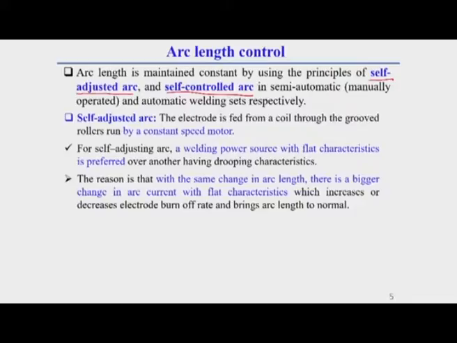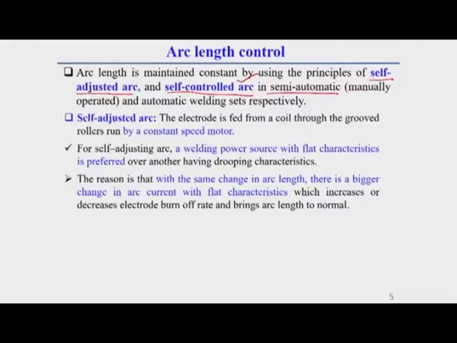The self adjusted arc technique is generally used in semi automatic welding operations. You know what a semi automatic welding operation is; I have already discussed this in detail in a previous lecture. And the self control arc principle is used in automatic welding techniques. So self adjusted arc is used in semi automatic welding processes and self control arc in automatic welding processes. First of all, I will discuss self adjusted arc.